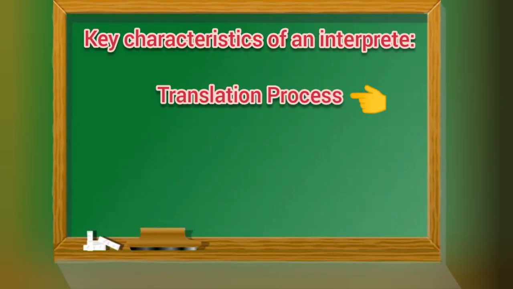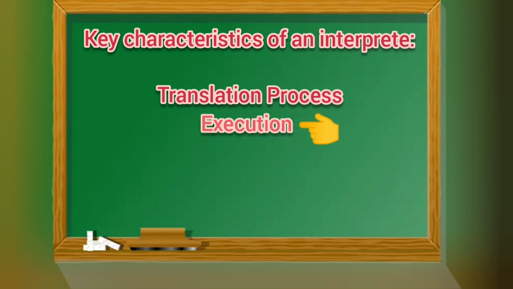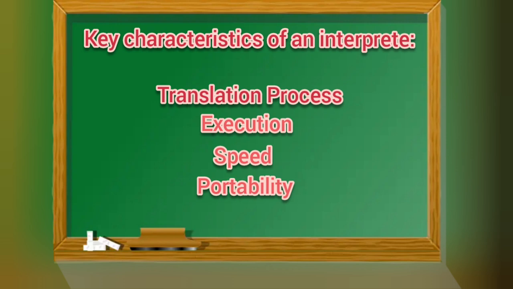Translation process. The program is translated and executed one statement at a time. Execution. The program runs within the interpreter itself, without a separate compilation step. Speed. Interpreted programs are generally slower than compiled programs because the translation happens during runtime. Portability. The same source code can be run on any platform that has a compatible interpreter. Examples of languages that use interpreters include Python, JavaScript, and Ruby.